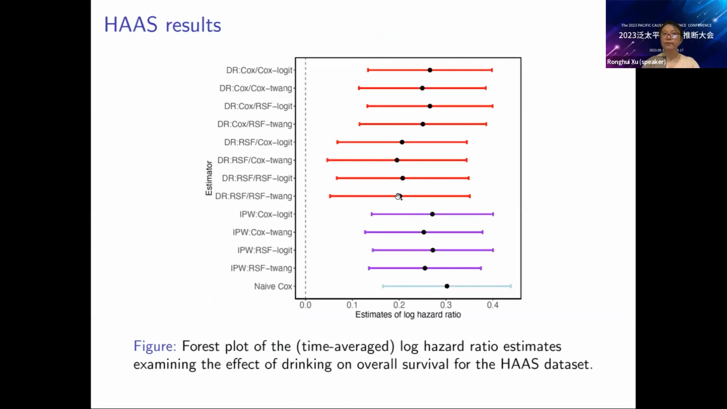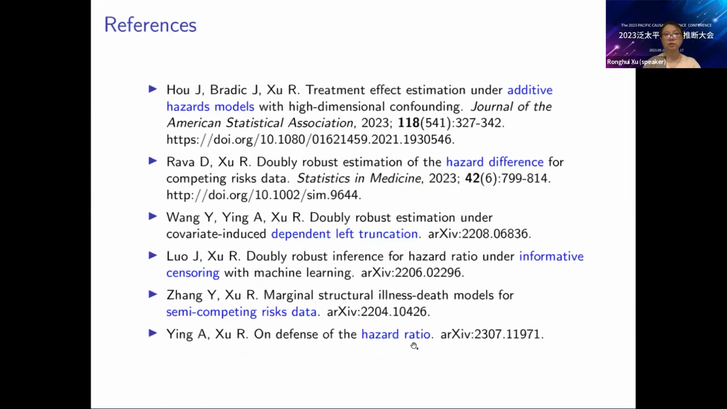So this is, of course, real data. We don't know what the truth is, and we don't even know the Cox model holds. So the interpretation here that I can mention is if one does not believe the Cox model holds, then what we are looking at is the time averaged log hazard ratio estimates as we defined earlier. So that's pretty much it. And these are some of the work we've done that are on arXiv.